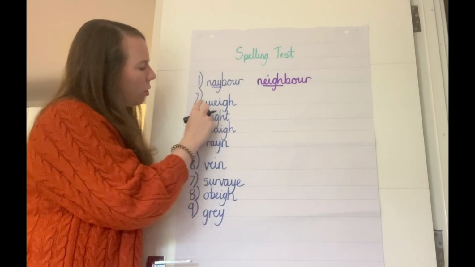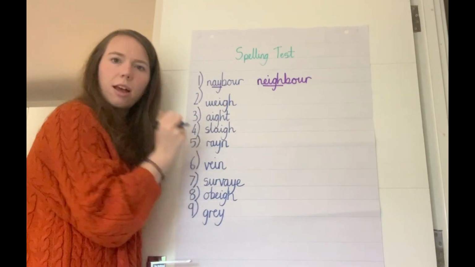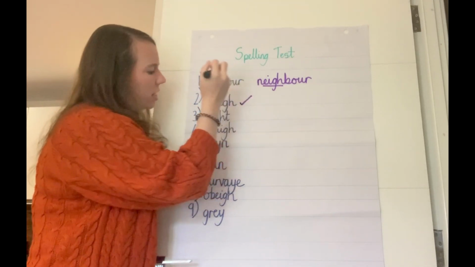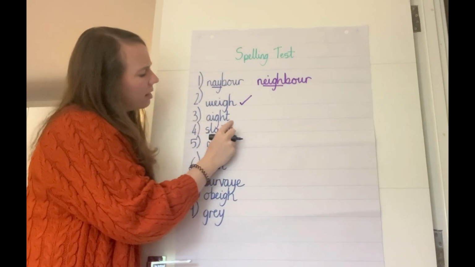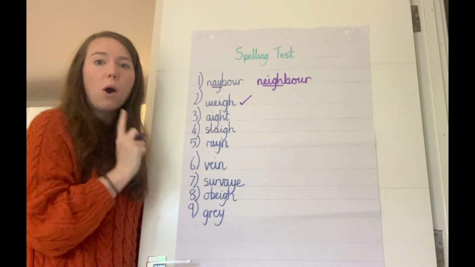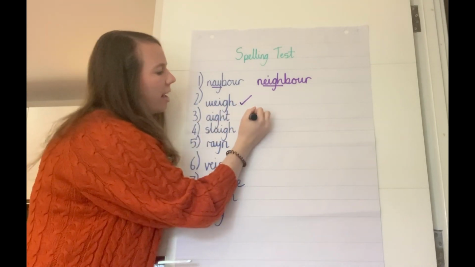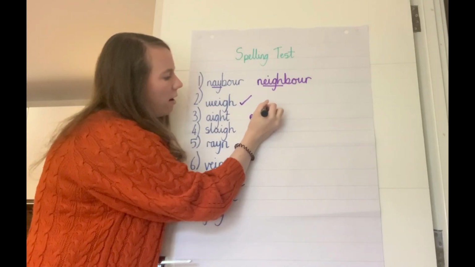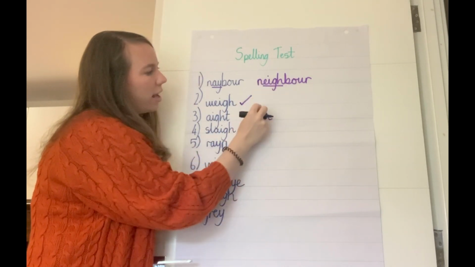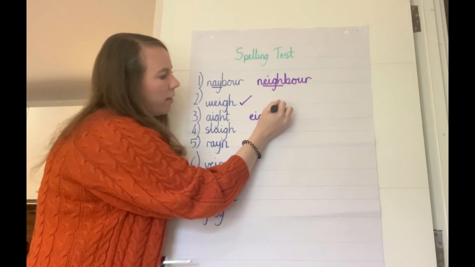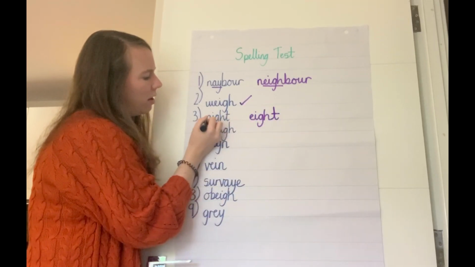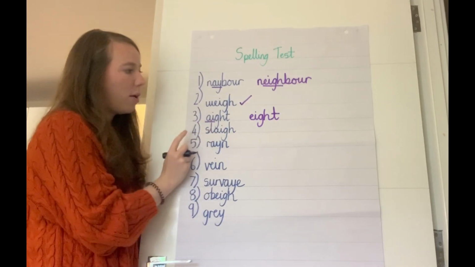Let's have a look at question 2. Away. I think I got that one right. I'll give myself a tick. Number 3, eight. I remember from doing all my spelling practice this week that eight uses the E-I-G-H digraph, just like neighbour, and then it has a T at the end, eight. I used the AI like in rain for that one.